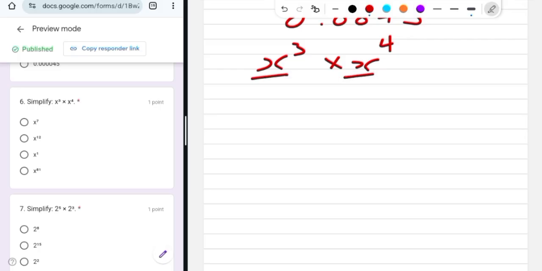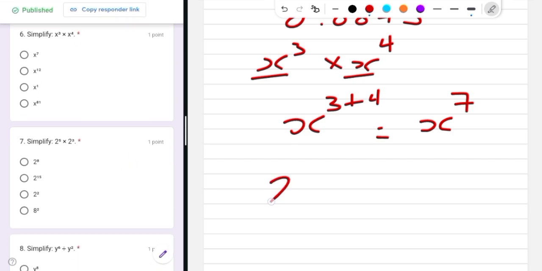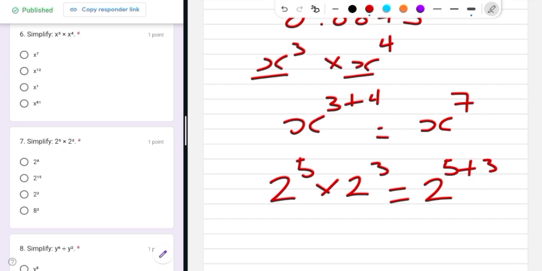For this question, we have x raised to the power 3 multiplied by x raised to the power 4. Using the multiplication law, that gives us x raised to the power 3 plus 4. Final answer, x raised to the power 7. Next question, 2 raised to the power 5 multiplied by 2 raised to the power 3. That gives us 2 raised to the power 5 plus 3 using the multiplication law. Final answer, 2 raised to the power 8.